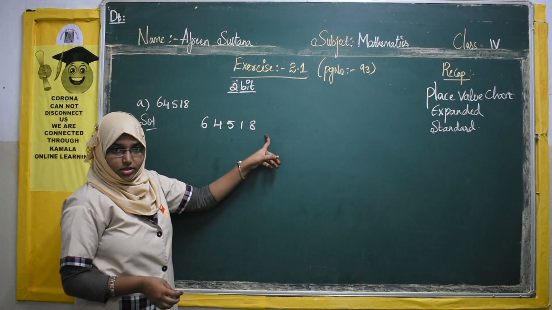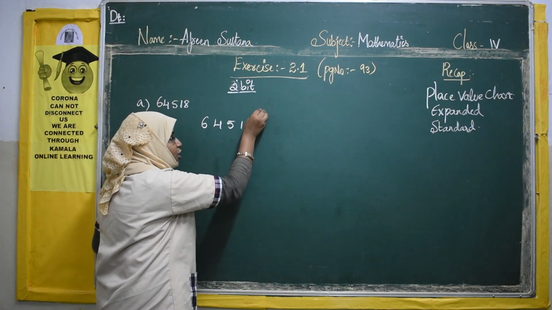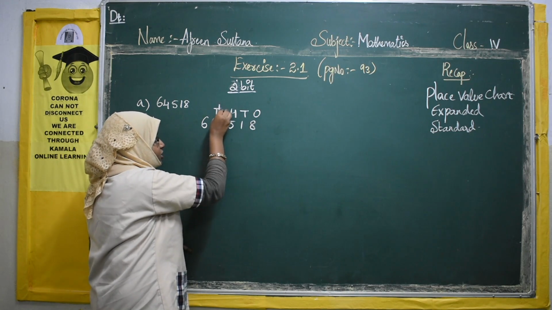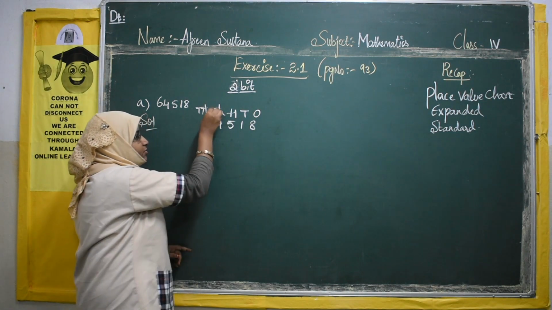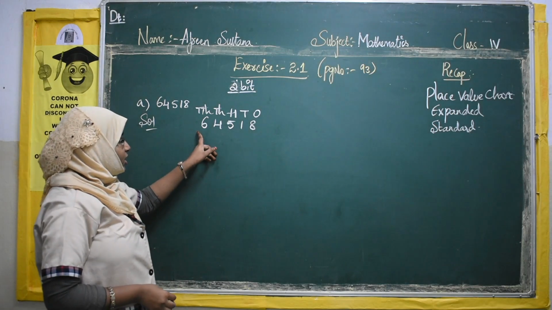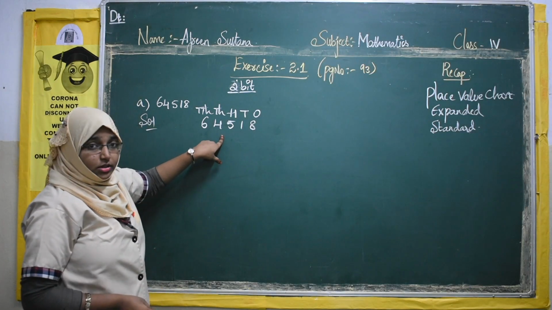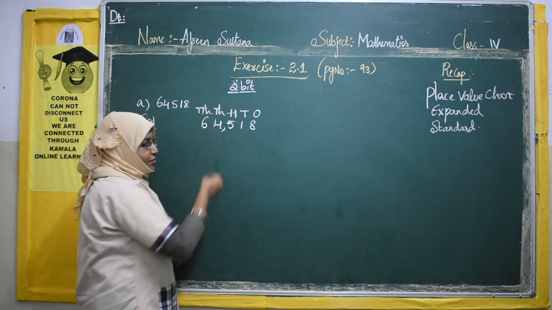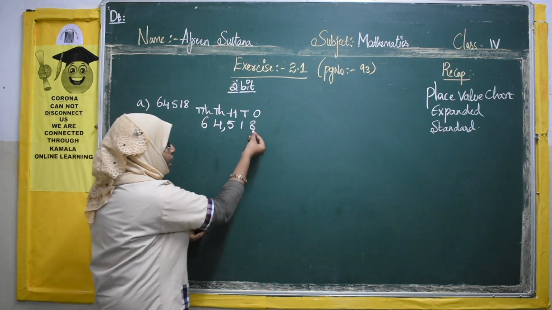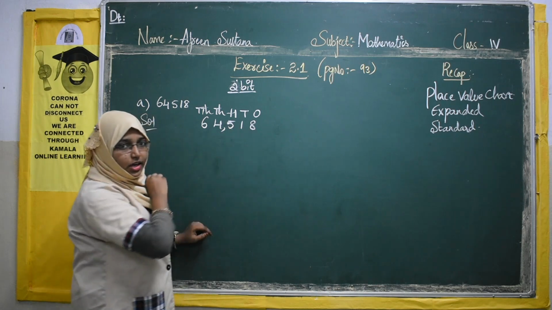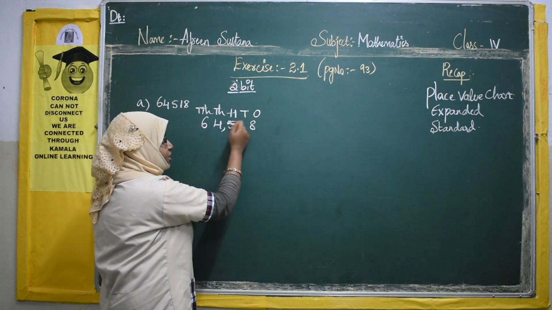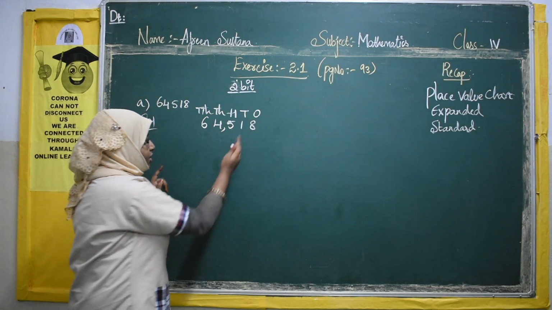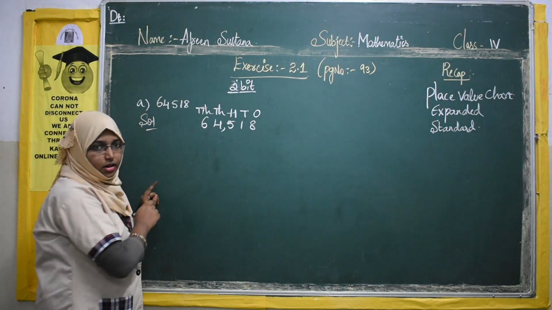Starting from the rightmost, we will write ones, tens, 100, 1000, 10,000. Yes, we already know that 1000 and 10,000 will go in the thousands period, thousands row, right? So we will place a comma after 64. You can say after the first 3 digits we will place a comma. Ones, tens, 100 is one row, 1000 and 10,000 is another row, right? So after the 3 digits we will place a comma.